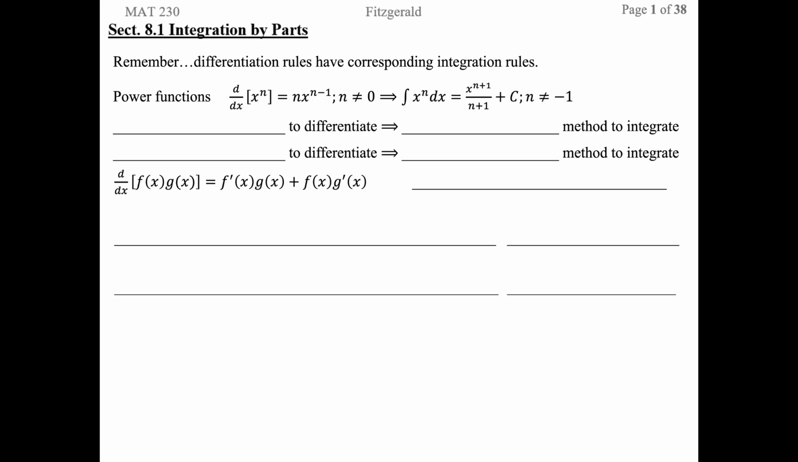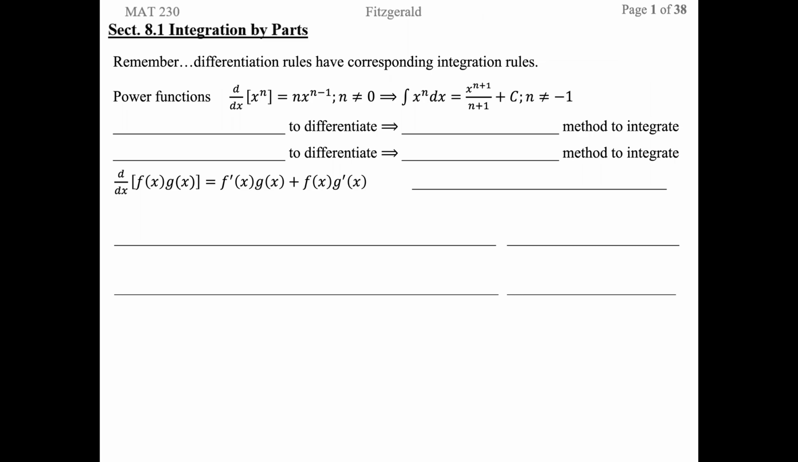Okay, welcome to 8.1, integration by parts. So we're going to set this up by looking at some of your differentiation rules from Calc 1. If you remember the power functions, if you take the derivative of x to the n, the power comes out to the front of the x variable and you reduce the power by 1, and this of course doesn't work when your exponent is 0.